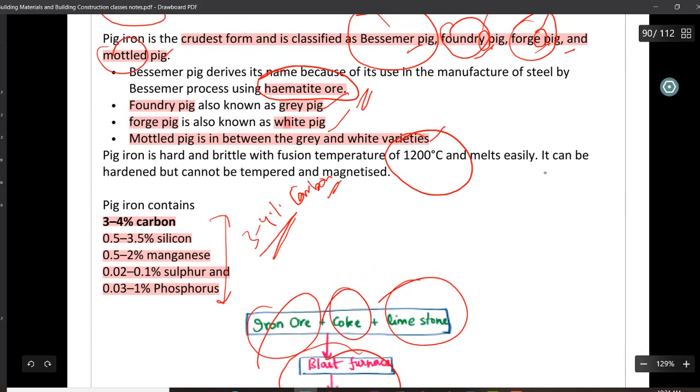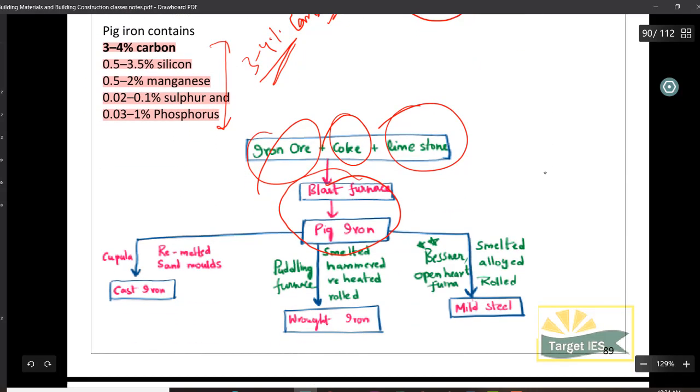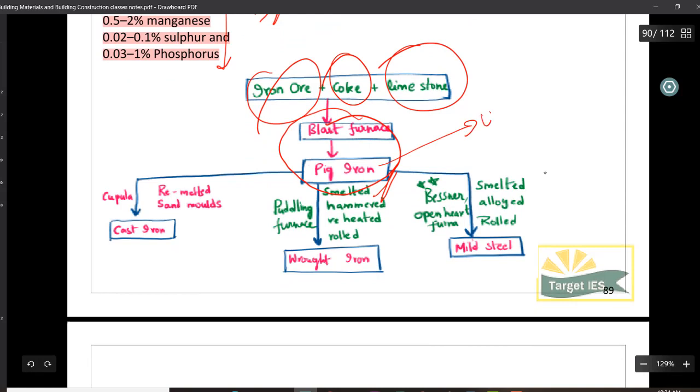कितना तक है? यहाँ पे पॉइंट मैंने लिख चुका है. Pig iron is hard and brittle with fused temperature of 1200 degrees centigrade and melts easily. So we are heating to over 1000 degree centigrade, almost 1200 degree centigrade. हमको क्या मिल रहा है? Pig iron मिल रहा है. ठीक है. So this is the crudest form of iron.